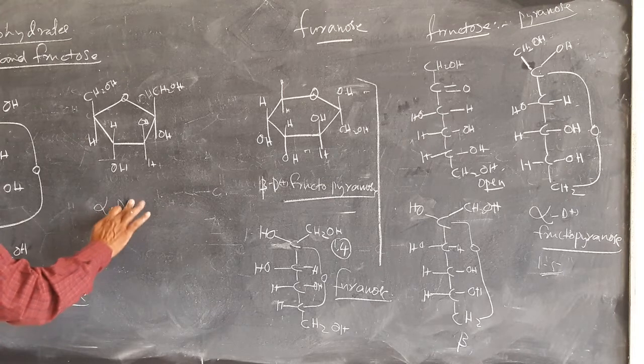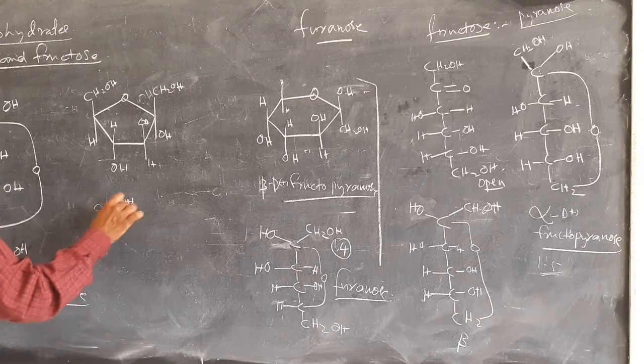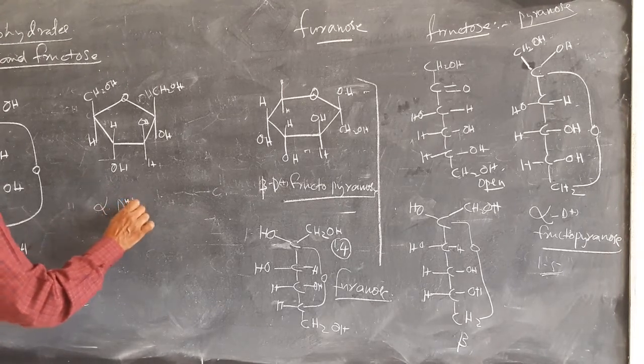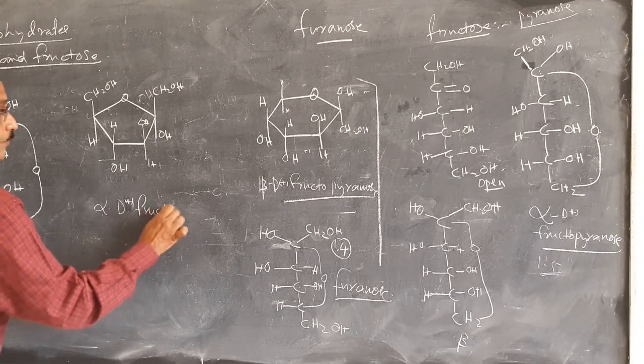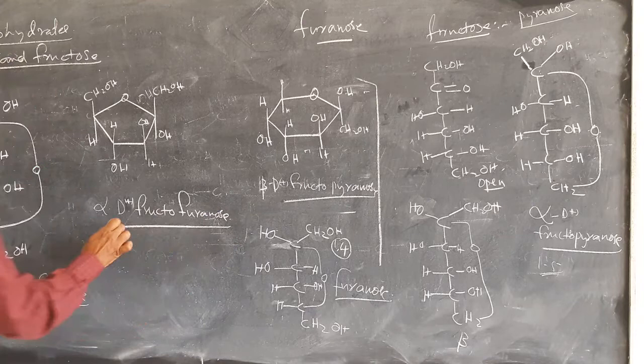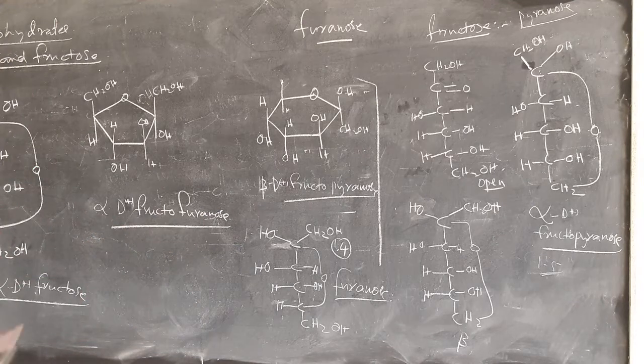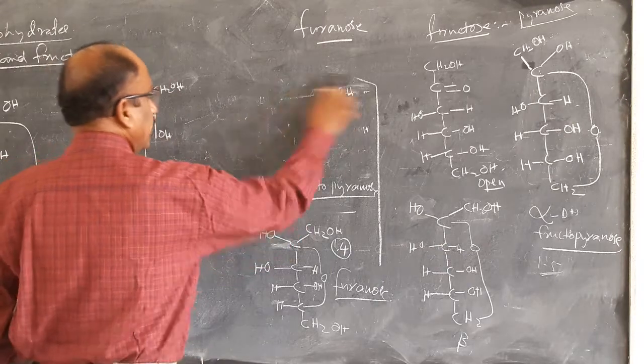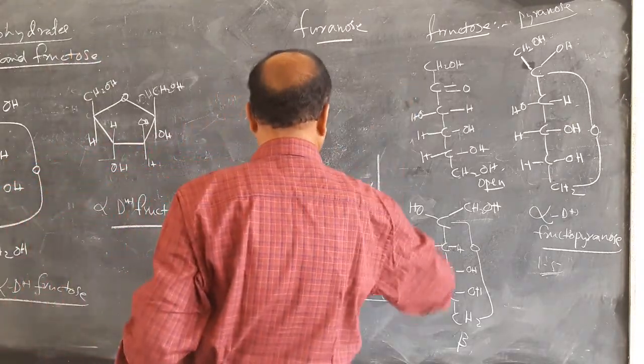So in this I am writing here alpha D plus fructopyranose. Similarly, you can write beta D plus fructopyranose. Beta means you have OH here, and CH2OH on the right side. That means only the change will occur here. I can show you how to write the beta D plus fructopyranose also.